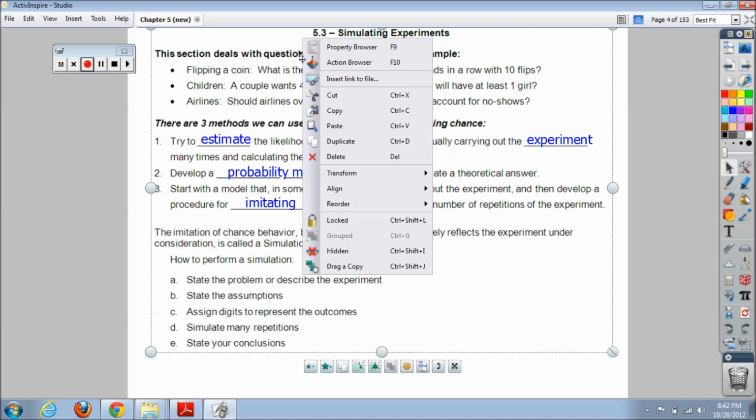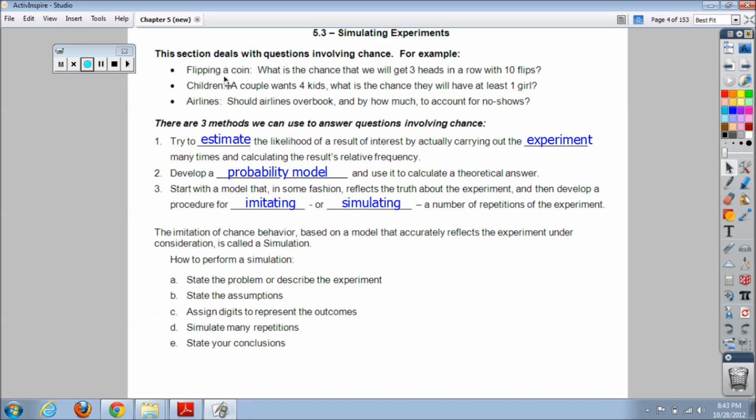So some different things that you could look at with some simulations, like flipping a coin. What's the chance that you're going to get 3 heads in a row with 10 flips? And this is something we're going to look at in the first example. We could talk about having kids. We could simulate having kids. We don't actually have to have physical kids, but we could let random numbers represent boys and girls. And we could see, over 5 kids, how many were boys and how many were girls.